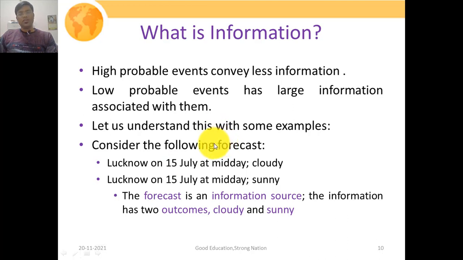I mean, here we are just trying to state that highly probable events, that is the obvious events, will obviously convey a lesser amount of information. Suppose somebody is saying that the sun will rise in the east, the sun will always rise in the east, so there is no information associated with this particular statement.